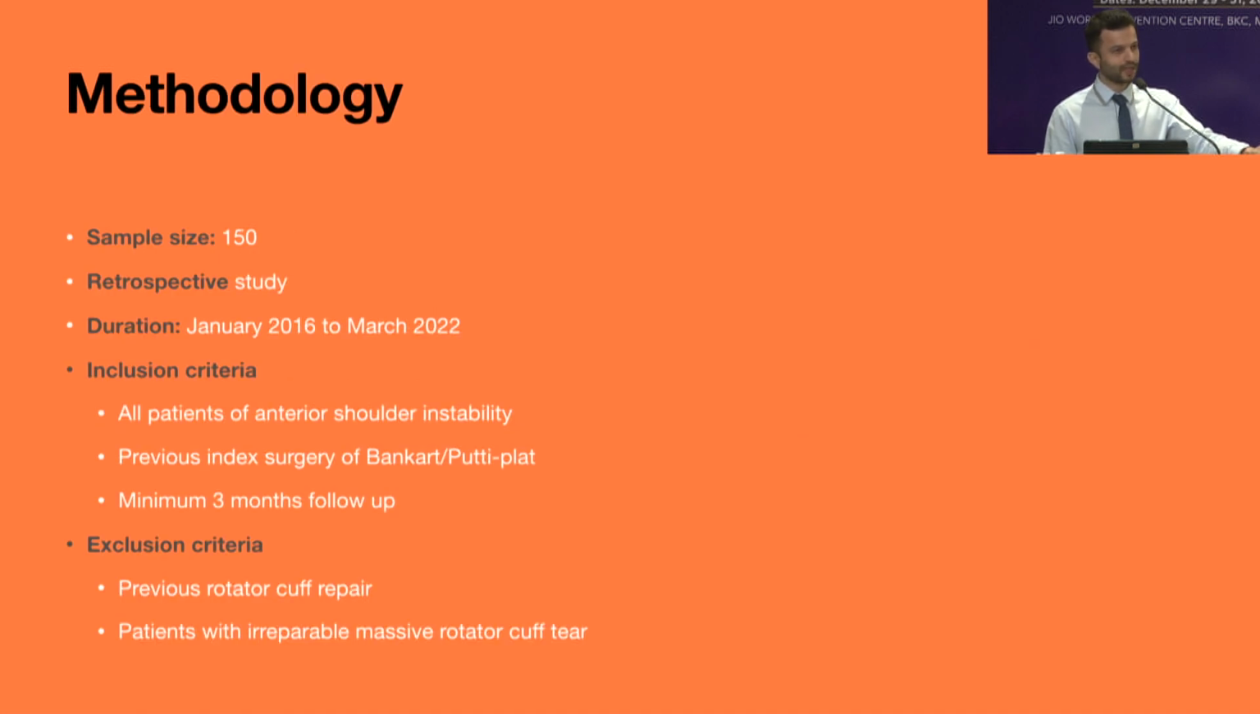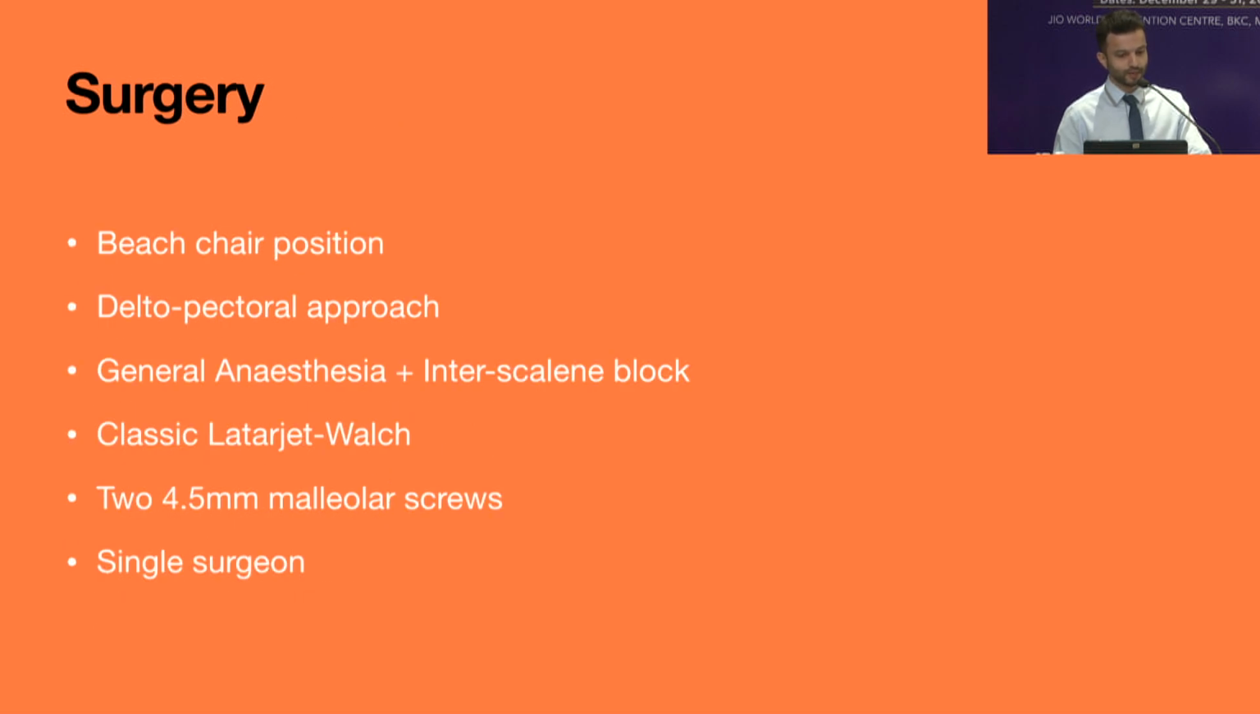We had a sample size of 150. It was a retrospective study. Inclusion criteria was all the patients with anterior shoulder instability, irrespective of the glenoid bone loss, irrespective of the Hill-Sachs lesion, and who had a minimum follow-up of 3 months. Exclusion criteria was any patient with a repaired rotator cuff tear or a massive rotator cuff tear. The Latarjet procedure was conducted in a beach chair position using the standard deltopectoral approach.